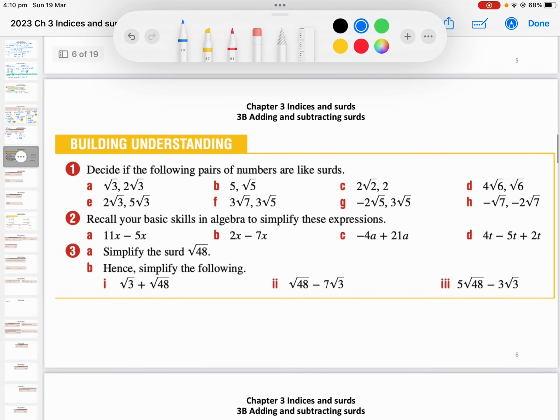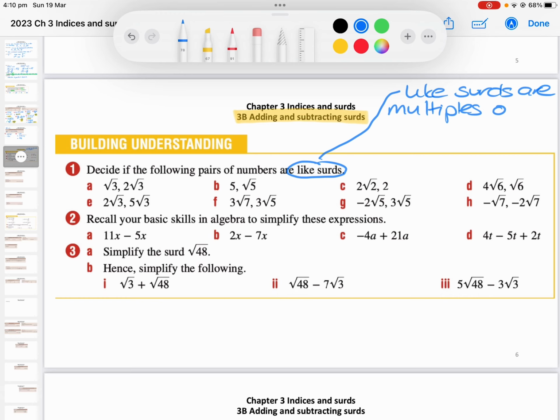But let's have a look at 3B, which is adding and subtracting surds. And this is good because it's just fairly logical. So when we talk about like surds, they are multiples of the same surd. So it's just like terms when you first started doing algebra. So something like square root 5, 2 square root 5, minus 10 square root 5. They're like surds and they can be added or subtracted.